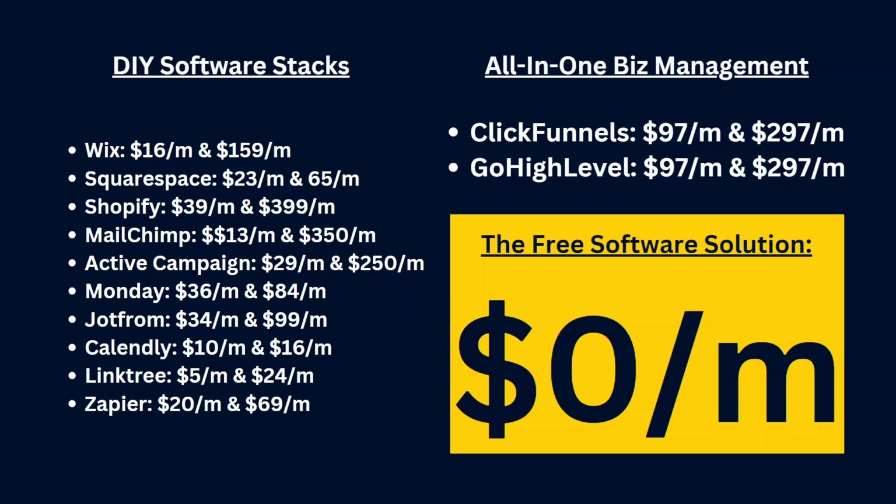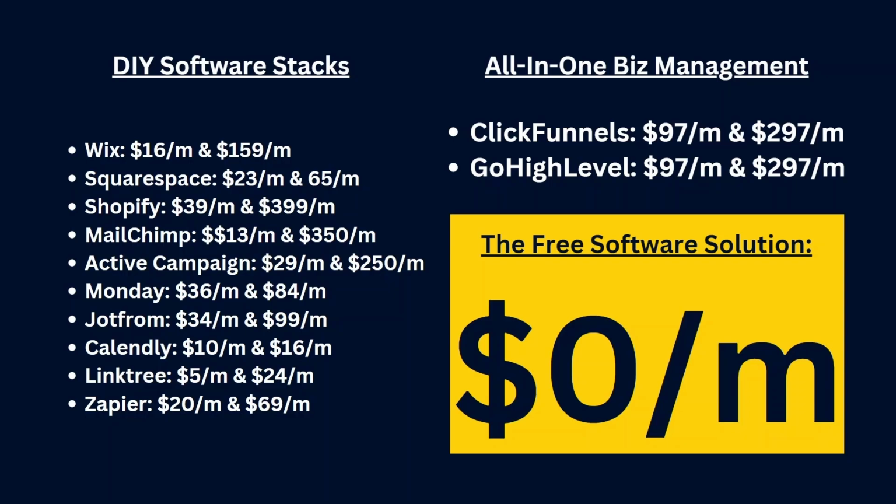And then you have stuff like Calendly, that's your scheduler, and then Linktree, this is how you're able to organize all the links that you have in your business so that leads, customers could find that very easily. And then you have something like Zapier. This is how you're able to connect all of these things together in one place if you're not already doing that. And as you can see, it could get very expensive using all of these tools or just a few of them. Then on the other side, you have the all-in-one business management tool, stuff like ClickFunnels and Go High Level.